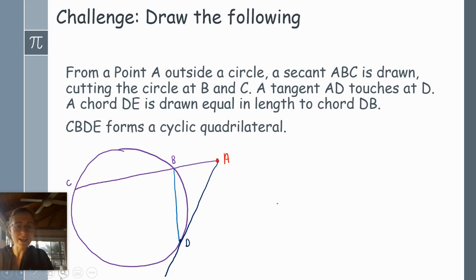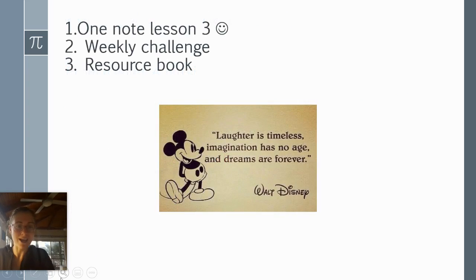A chord DE is drawn equal to DB. So I'm going to draw DB first, and then draw a chord. That just goes from one circumference point to another that are equal in length. Lastly, CBDE forms a cyclic quadrilateral. So I've got to join up E to C to find my quadrilateral here. And that will hopefully help with a couple of questions in the exercise book, or the textbook rather. Okay, there's the drawing for that.